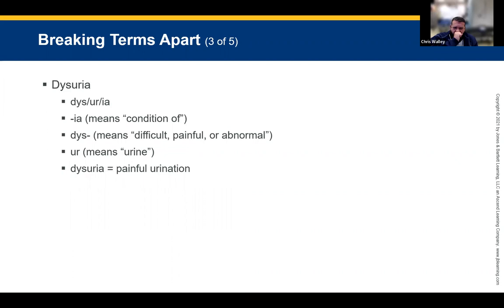Dysuria is a condition. Ia is a condition of. Dys means difficult, painful, or abnormal. Ur means urine. So dysuria is painful urination. Could be kidney stone, bladder infection. It could be all sorts of things.